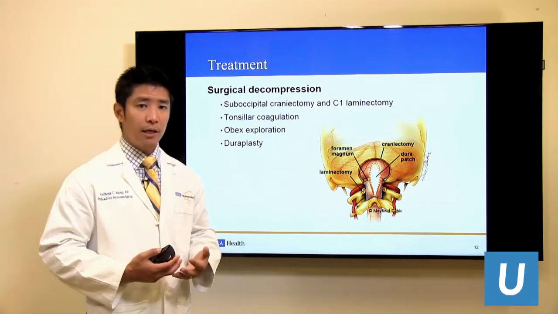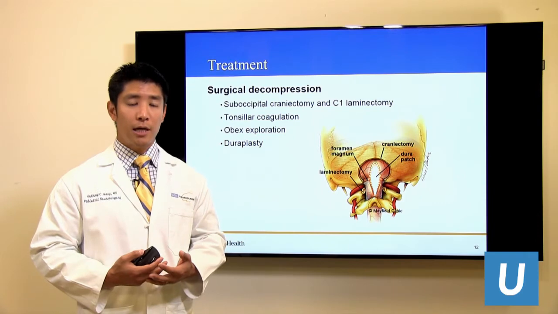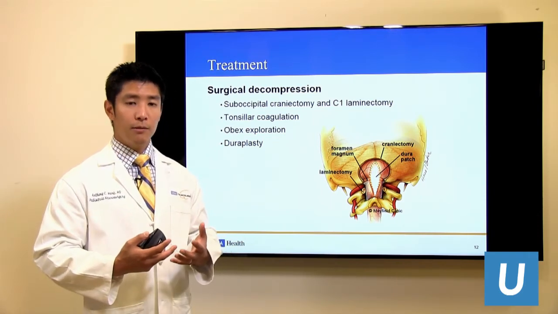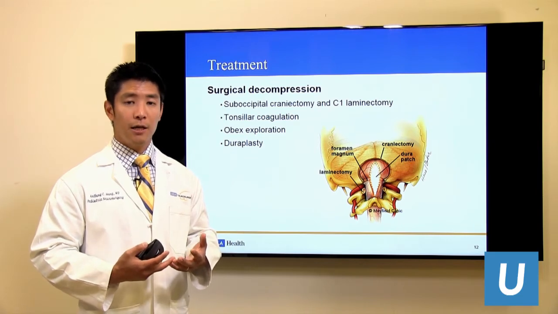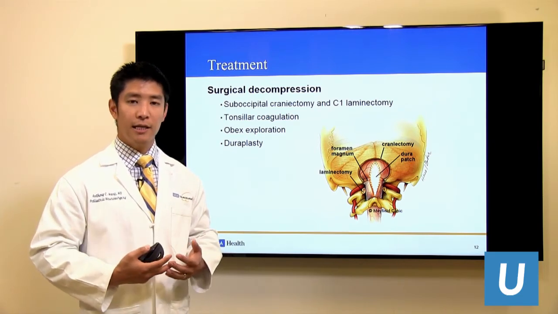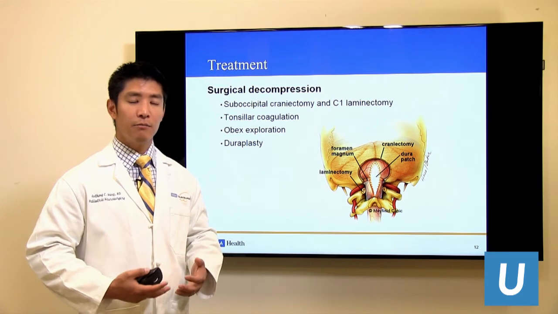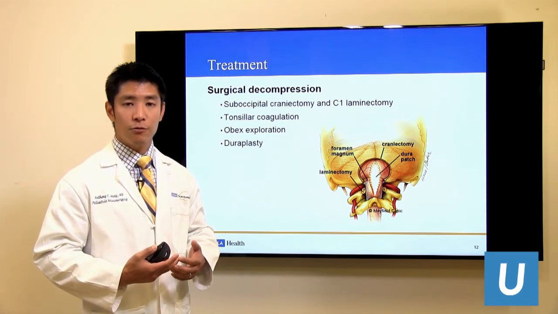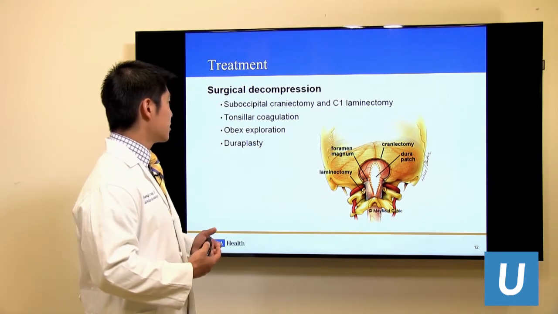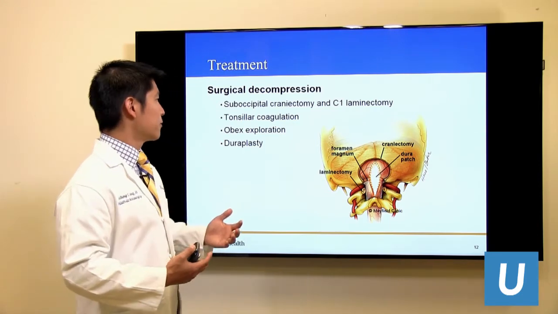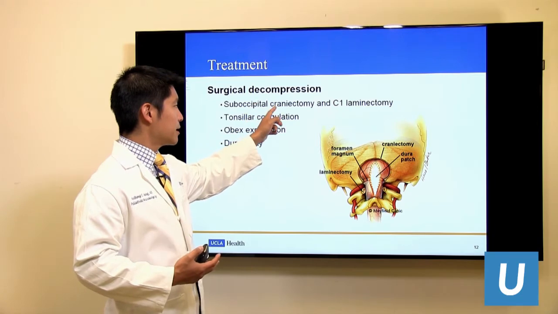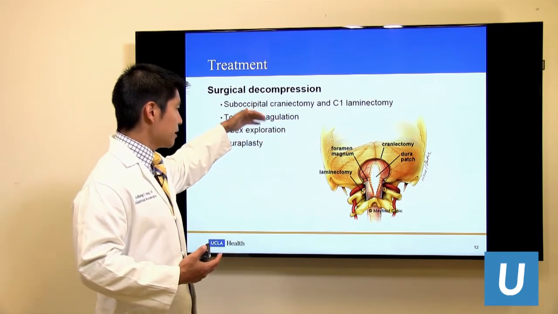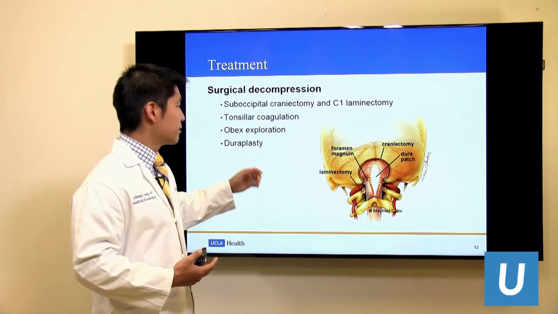Now here at UCLA, our strategy is typically to do the complete operation the first time and try to take care of everything all at once to minimize the risk that someone might need a second operation, that the first one might not be adequate. So I'll typically perform a suboccipital craniectomy, the C1 laminectomy, the tonsillar elevation, and the duroplasty.